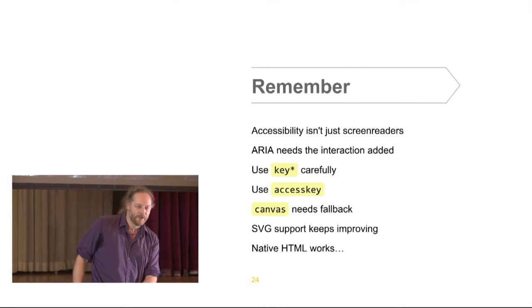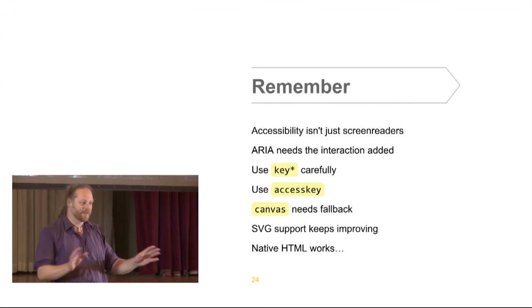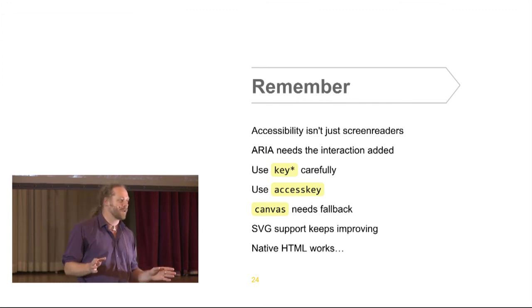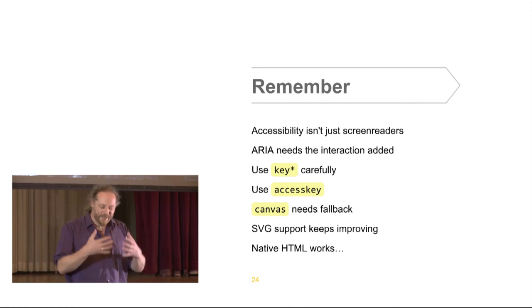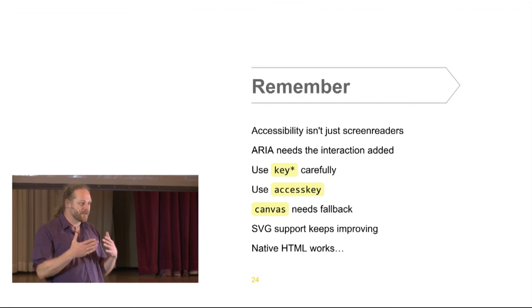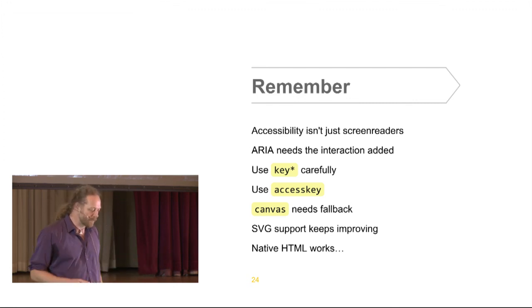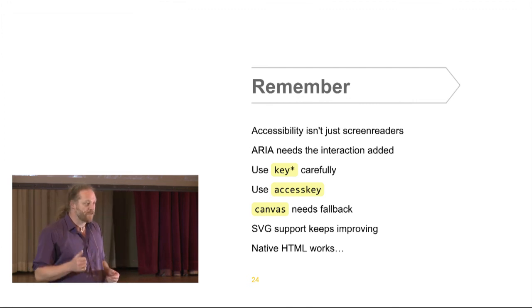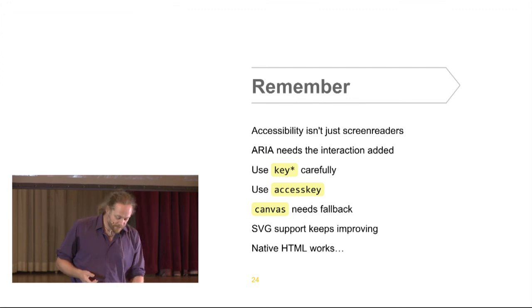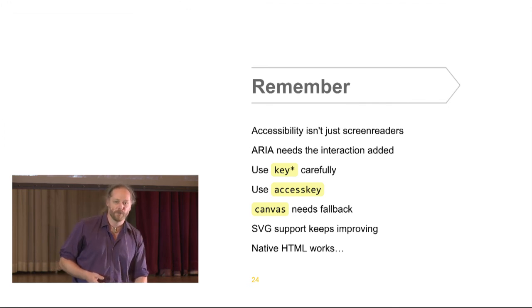A few things to remember. Number one, accessibility is not just screen readers. We talk about screen readers all the time because there's lots of technical material. It's an easy thing to think your way through in some ways, but there are a whole lot of other kinds of accessibility problems. Think about keys, think about Canvas, think about SVG, because it does keep getting better. And remember, native HTML, by and large, just works. It's quite cool that way.